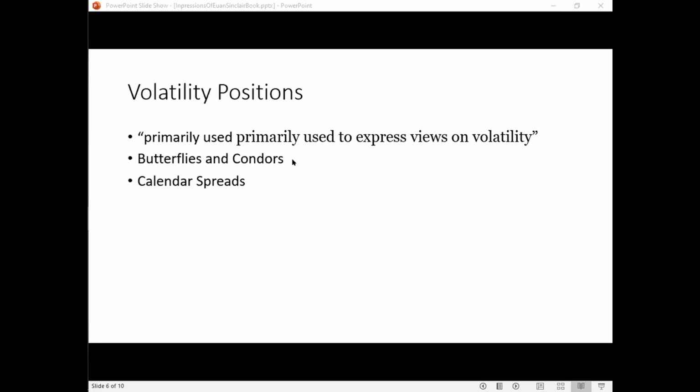Ron, would you agree that butterflies and condors are primarily volatility positions? In very simplistic terms, sure. You could say that they're basically short vol, right? So if you put on a butterfly or a condor, and then you check your Greeks, they will be fairly highly negative vega. So therefore you are taking a stance on volatility. If volatility comes down, you make money. If volatility goes up, you lose money. Anybody else? Yeah, thank you, Ron.